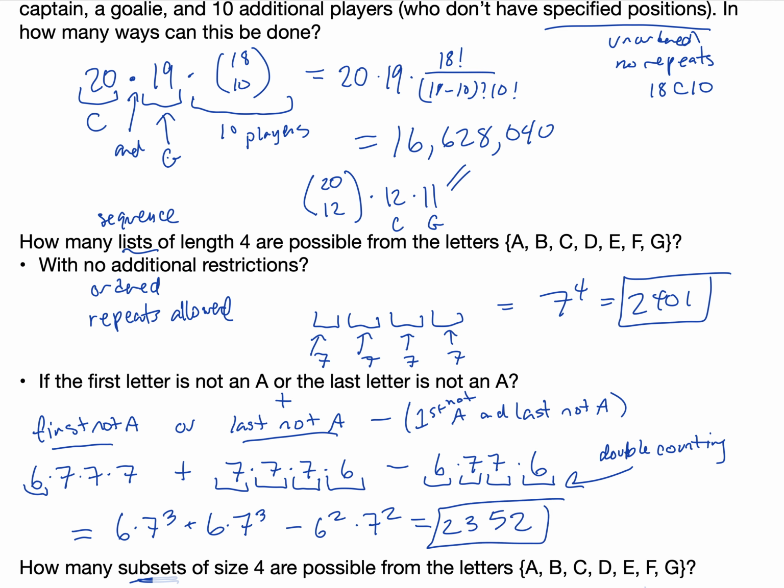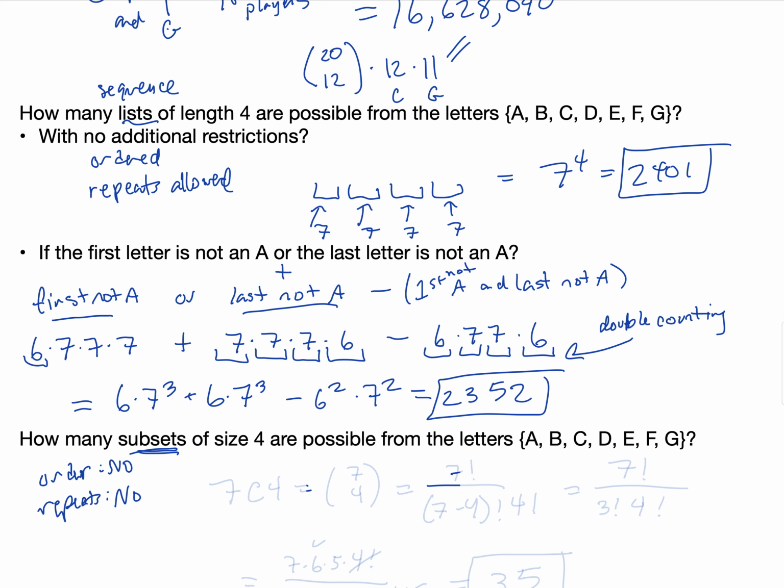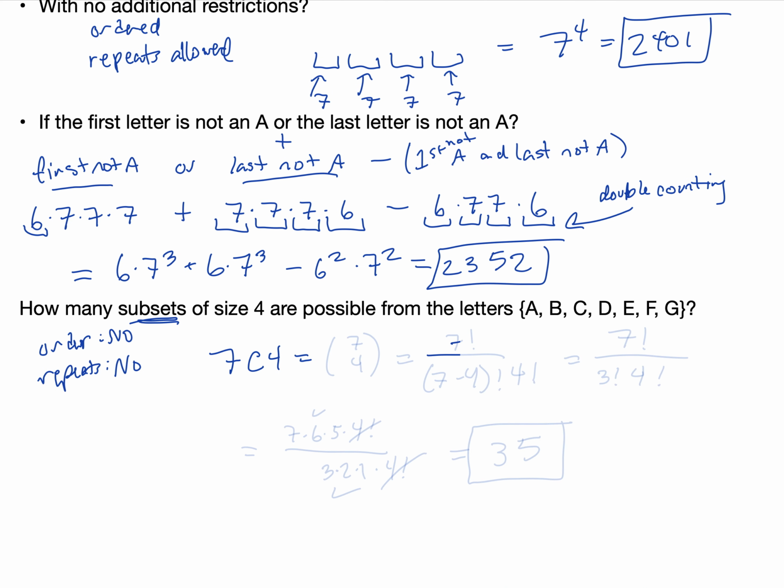2,352. And lastly, how many subsets of size 4 are possible from the letters A, B, C, D, E, F, G? These are subsets. That means that order does not matter and repeats are not allowed as well. And so this is 7 choose 4. So that's 7 factorial divided by 7 minus 4 factorial times 4 factorial. So let's just calculate that out for practice. 7 factorial over 3 factorial times 4 factorial.